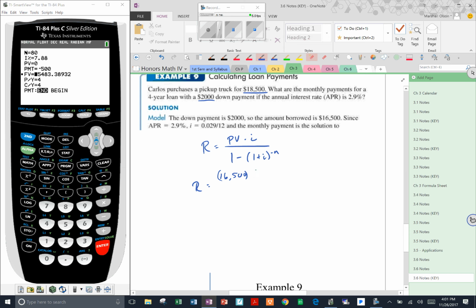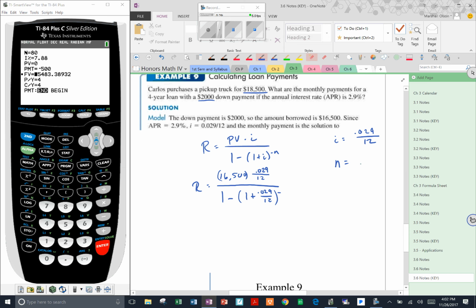Okay, now we got to do some calculations here again with I. The annual interest rate is 0.029, but we're going to be making monthly payments. So we're going to spread that interest rate out by dividing it by 12. So we have 0.029 divided by 12 for I. And then we have 1 minus 1 plus 0.029 divided by 12 to the negative N.